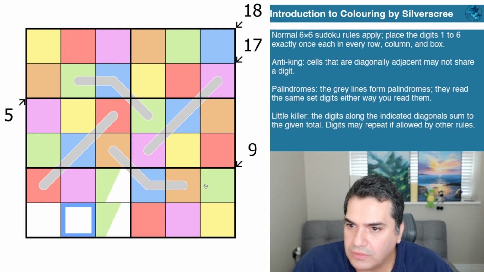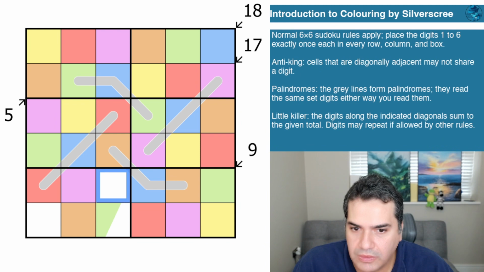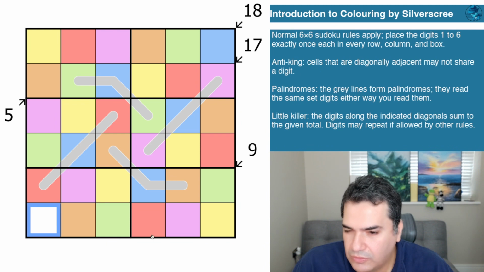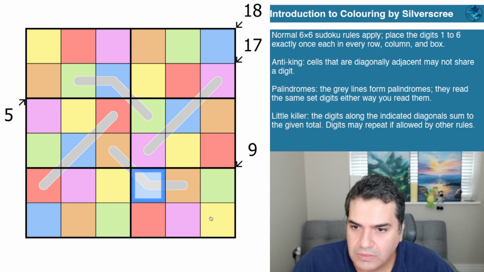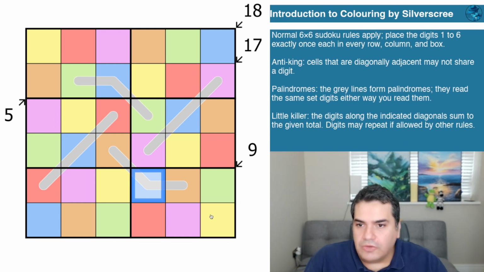What am I missing? Orange. We need a green. It's not here. That's the green. That is yellow. And that is blue. Right. So we have colored it all.